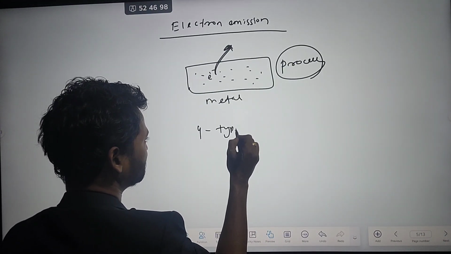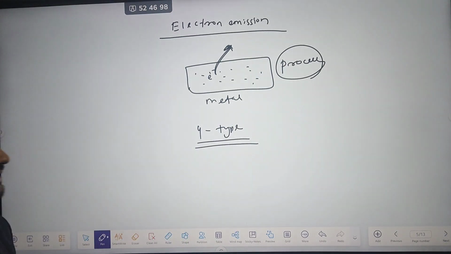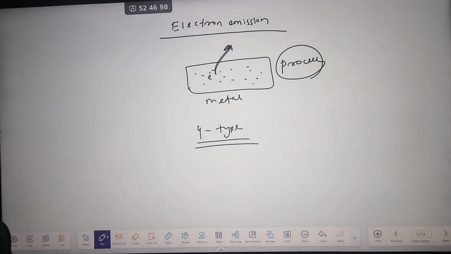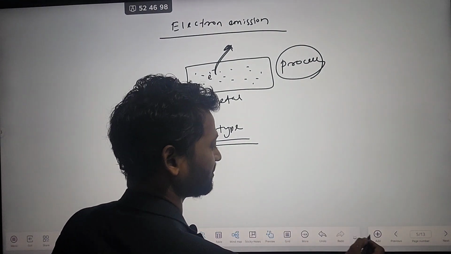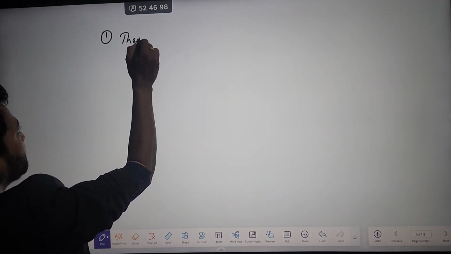So electron emission is of 4 types. How many? 4 types. What are they? First is thermionic emission, second is field emission, third is photoelectric emission, and fourth is secondary emission. So we'll discuss one by one. The first one is thermionic emission.